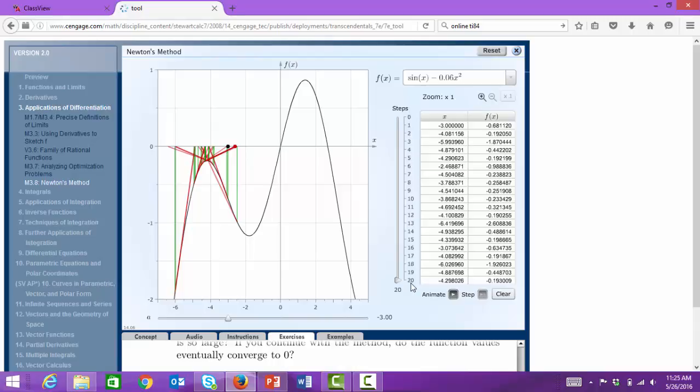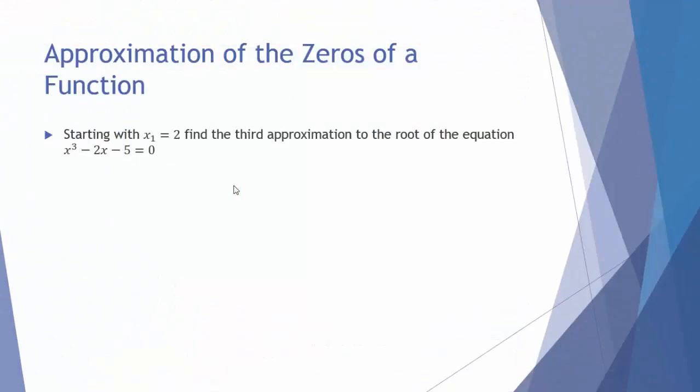Okay, so starting with x sub 1 equals 2, we're going to find the third approximation to the root of the equation x cubed minus 2x minus 5 equals 0. So this is an equation. This is not a function. We do need to identify our function. Our function, f of x, is going to be x cubed minus 2x minus 5. That's the function. So we're looking for the root of the equation, and the difference is the equation would be set equal to something. This would be set equal to 0 because we're looking for the root.